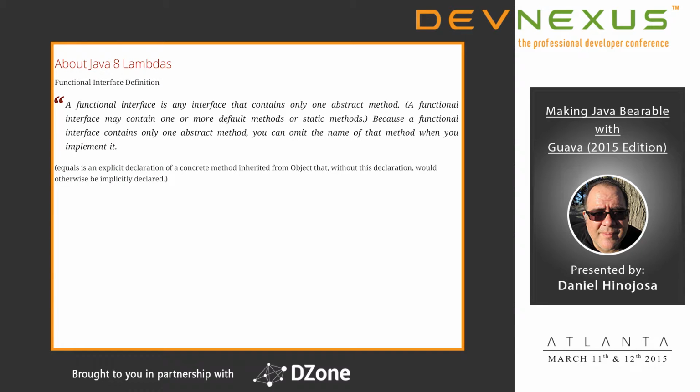Okay? All right, so the rule on Java 8 lambdas is that a functional interface is any interface that contains only one abstract method. These are the rules here. And a functional interface may contain one or more default methods or static methods. Because a functional interface contains only one abstract method, you can omit the name of that method when you implement it. So that's what's called a functional interface definition.